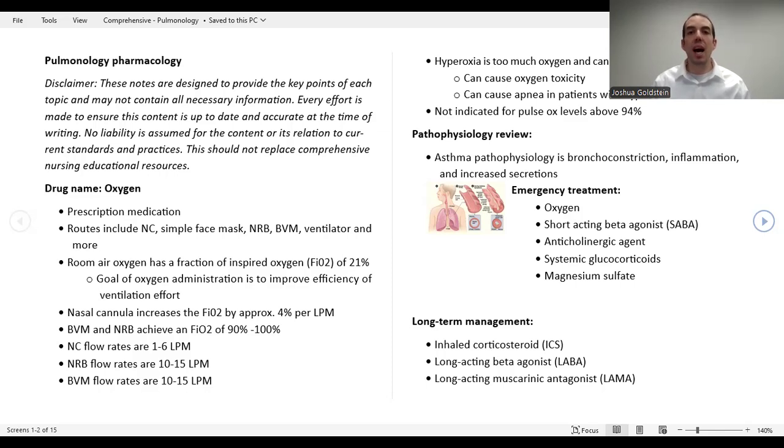All right, now that we understand oxygen, remember this is a prescription medication. These questions are certainly fair game for any nursing school respiratory pharmacology exam. Let's move on to the first disease we're going to talk about, which is asthma, which is going to be about half of today's lecture.